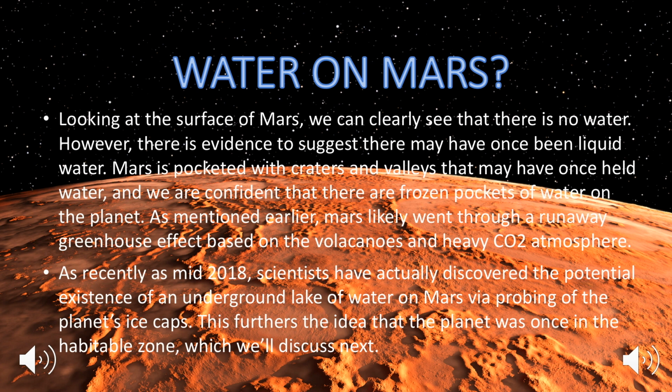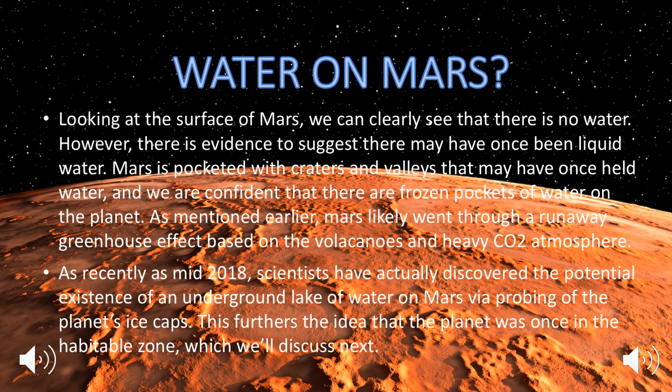Now let's talk about the big topic, water on Mars. Looking at its surface, we can see that there is no water. However, there's evidence to suggest that there may have once been water, that Mars was once similar to Earth. The surface is pockmarked with craters and valleys that seem like they once held water, and we've found samples of ice in the Martian soil. It also appears that there are some ice pockets under the surface.